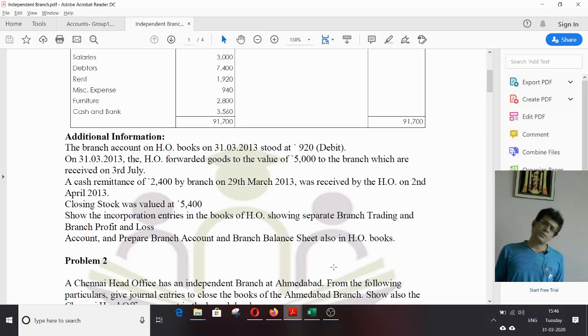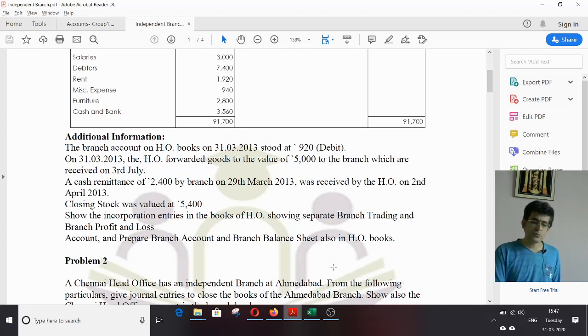Now if you remember, when we have discussed the introduction of independent branch, there we have discussed two methods. First method, I will bring the assets and liabilities also into the books of the head office. Second method, I won't bring the assets and liabilities, I will bring only the net profit or net loss. So what we will do, this problem let us do in both the methods, method number 1 as well as method number 2. Method number 1, your branch account will get tallied. Method number 2, your branch account will not be tallied. Clear? So now let us see what is given.